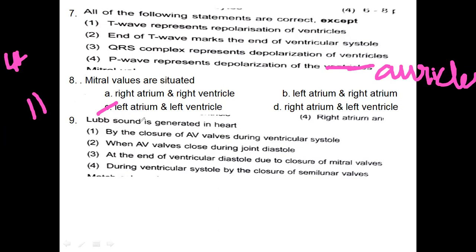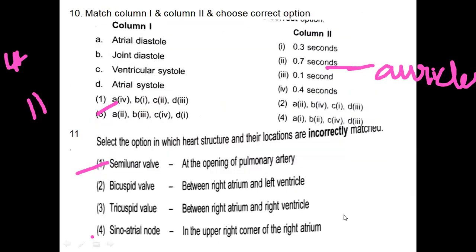Lup sound. Lup sound is generated in heart by the closure of AV valves during ventricular systole. When AV valve closed during joint diastole, at the end of ventricular diastole due to closure of mitral valve, during ventricular systole closure of semilunar valves. When semilunar valves close, the lup sound is going to be heard.